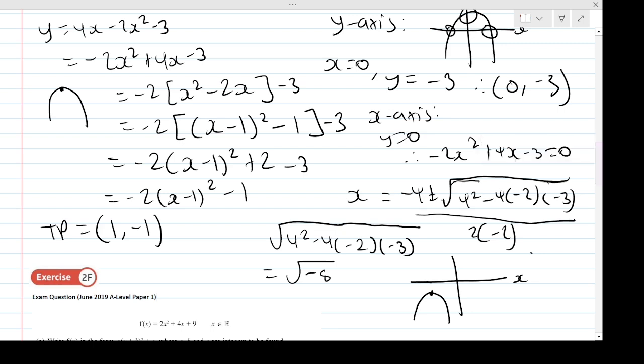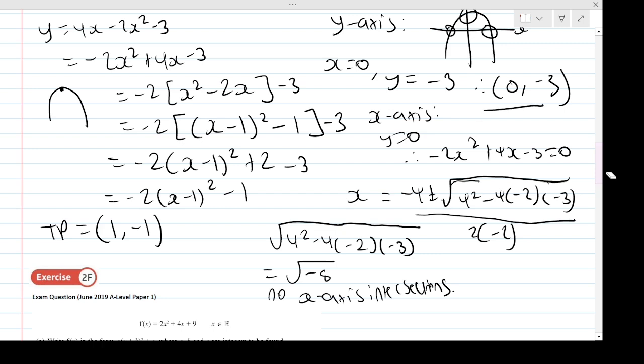Okay, so therefore I'm going to deduce no x-axis intersection. Oh no, that sounds dodgy. No x-axis intersection. There we are. So actually, the only information we have is the turning point and the y intersection, the (0, minus 3).